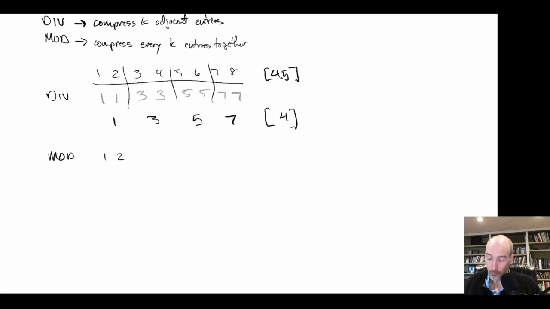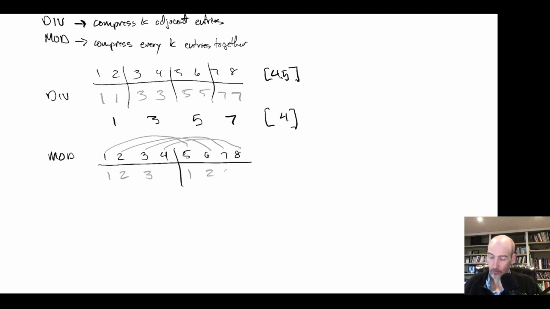So when we do this with mod, we're going to do something different. We're going to be thinking about, in this case, we're going to go mod 4. And so what I'm going to do is combine together pairs of entries that are 4 apart. So here, 1 and 5, the minimum is 1. 2 and 6, the minimum is 2. 3 and 7, the minimum is 3.